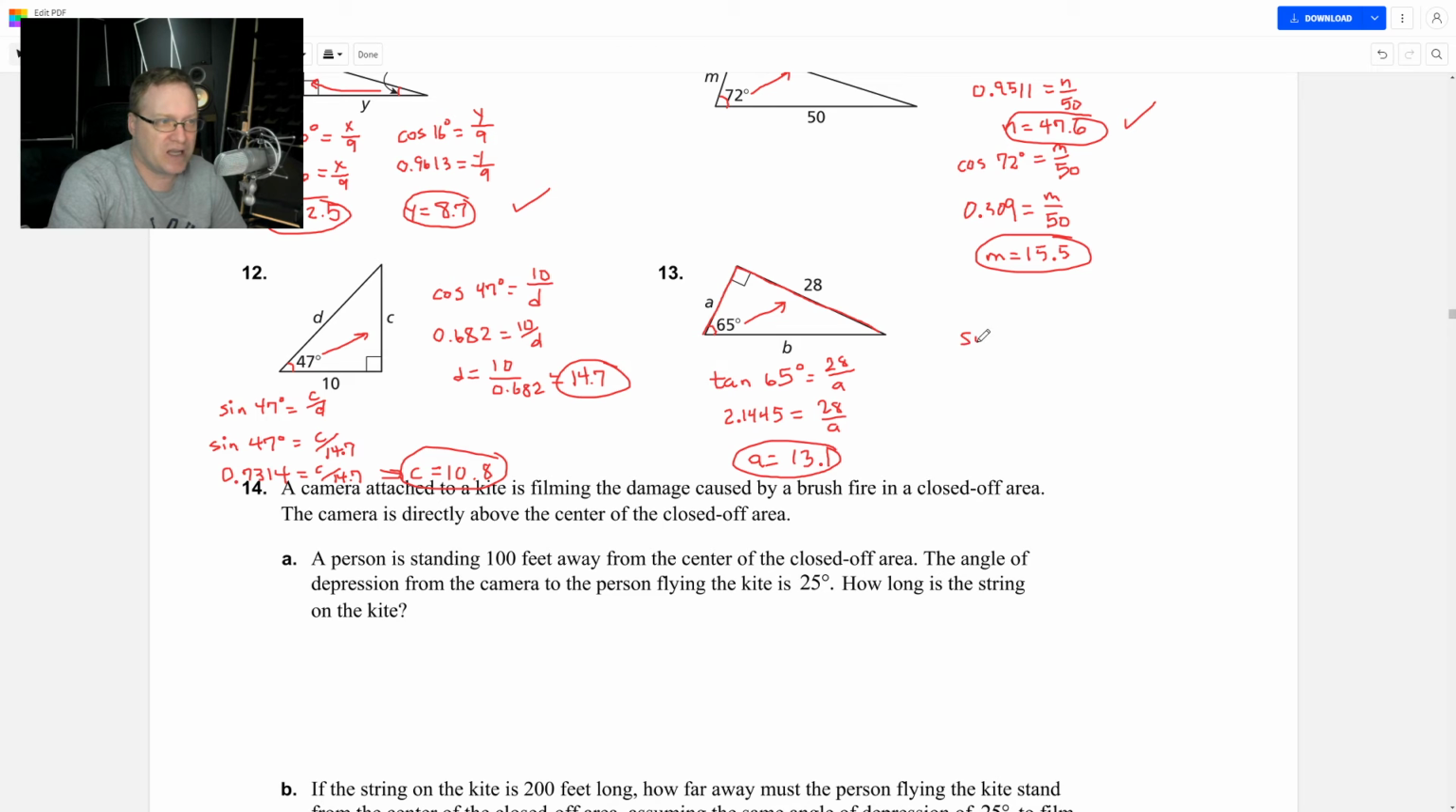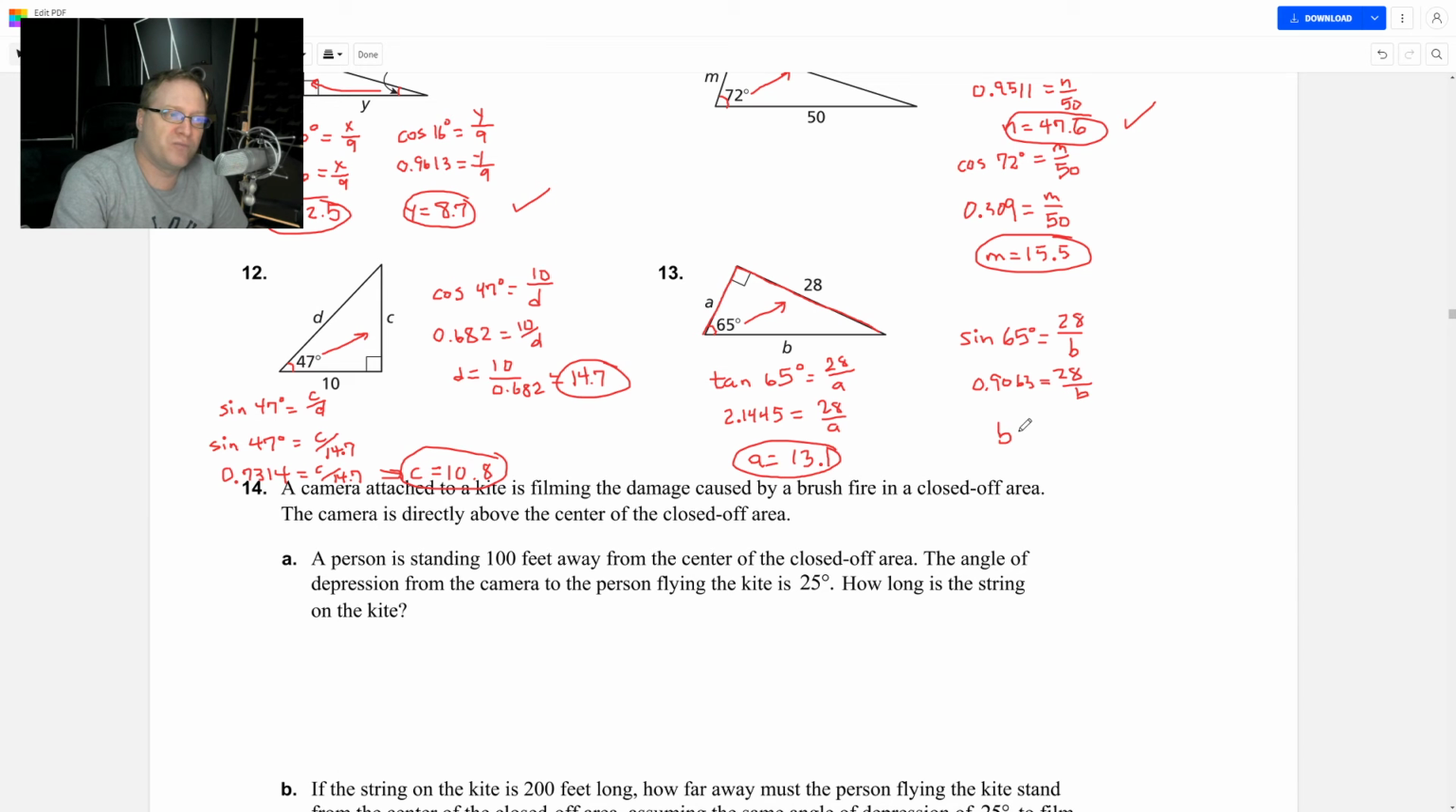So we know that the sine of 65 degrees is going to equal 28 because that's the opposite. So sine is opposite over hypotenuse. And the hypotenuse is B. All right, so 28 over B. So we can now put into our calculator what is the sine of 65? And that's 0.9063. And that's going to equal 28 over B.